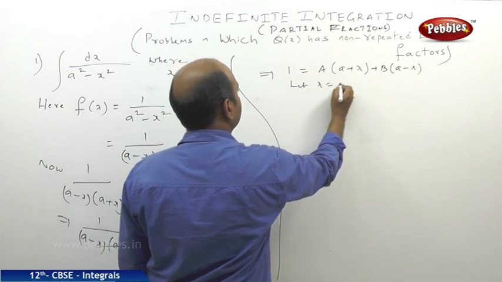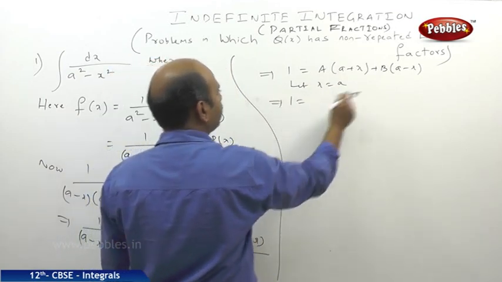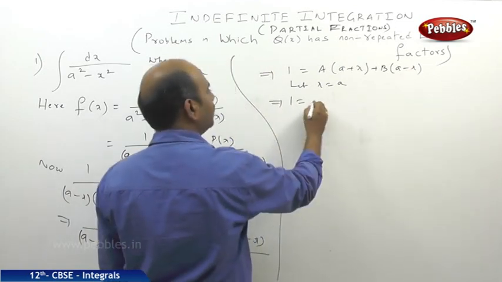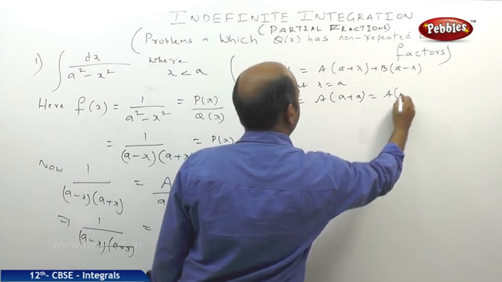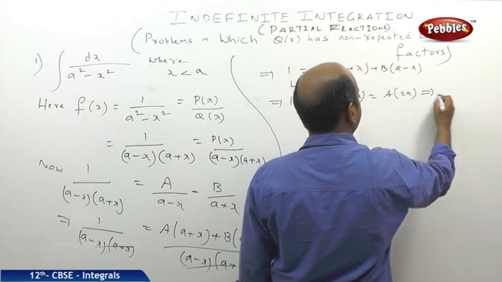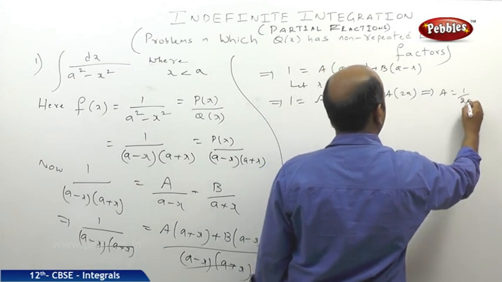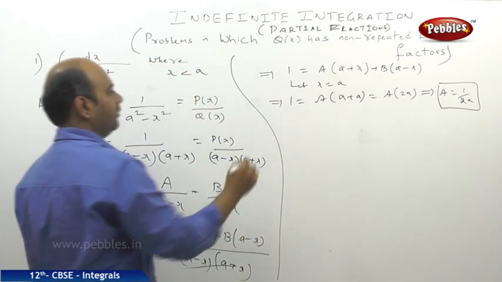So what will I do? I will put x is equal to a. If I put x is equal to a, what happens? This becomes 0. So a into (a plus a), that means a into 2a, we will get. So finally what can I write? That implies 1 is equal to a into 2a, so a is equal to 1 by 2a. So we got the value a is equal to 1 by 2a.